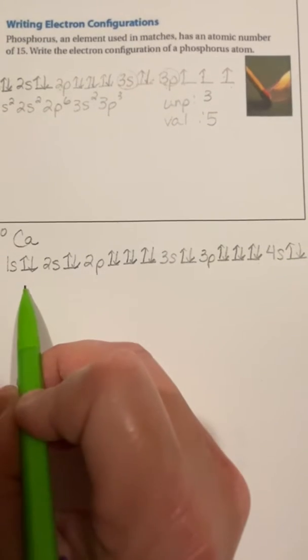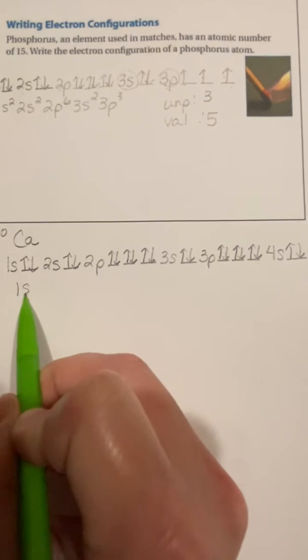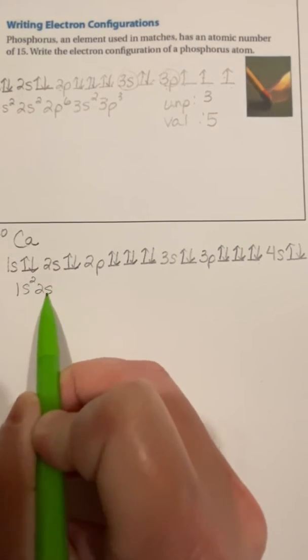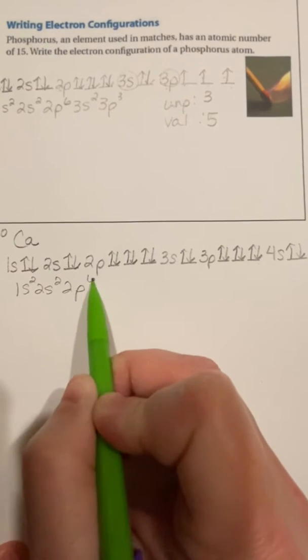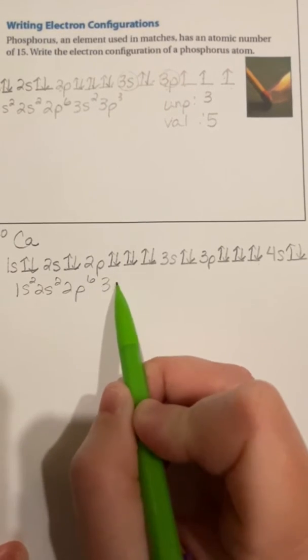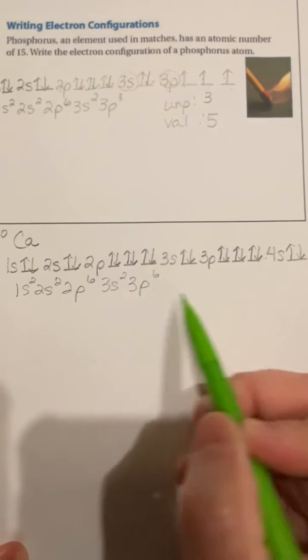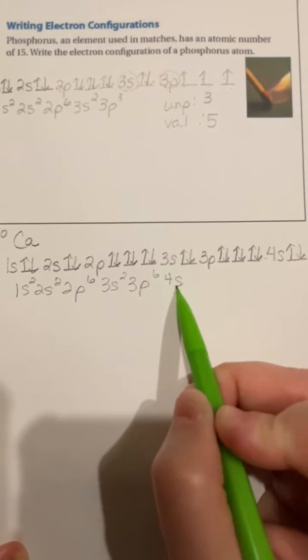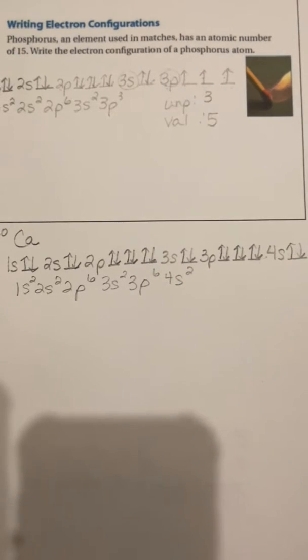So what I would have to do here is write the short form. So I'm going to say 1s2. 2s has 2. 2p has 6. 3s has 2. 3p has 6. And 4s has 2.